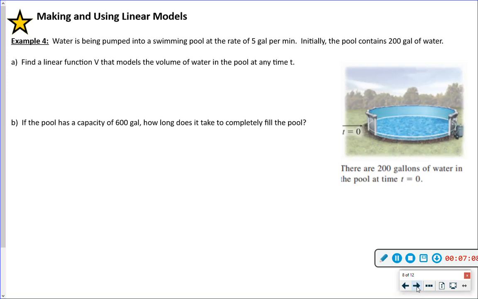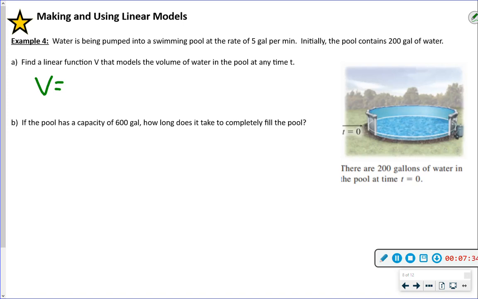Oh, look at that. Or a reservoir, we're filling in a pool. Water is being pumped into a swimming pool at the rate of 5 gallons per minute. Initially, the pool contains 200 gallons of water. Find a linear function v that models the volume of the water in the pool at any time t.